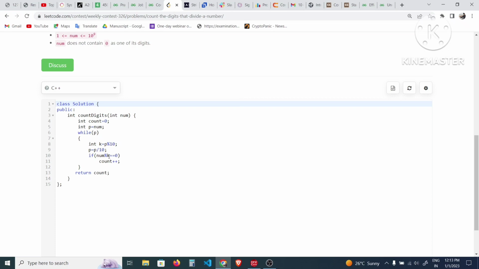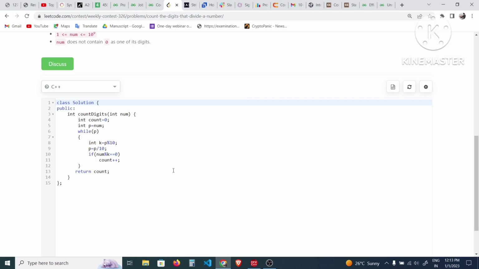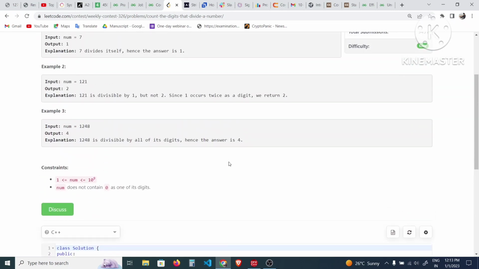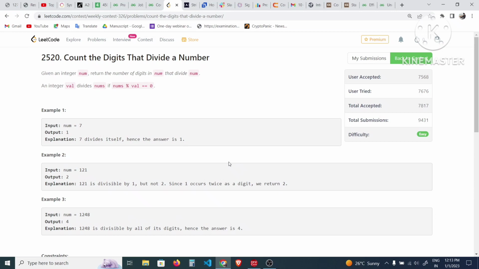Here you are just checking whether that k can divide num or not. Basically in that you can count, and I already submitted this during the contest. Hope you have understood this question. Let's move to the next question.